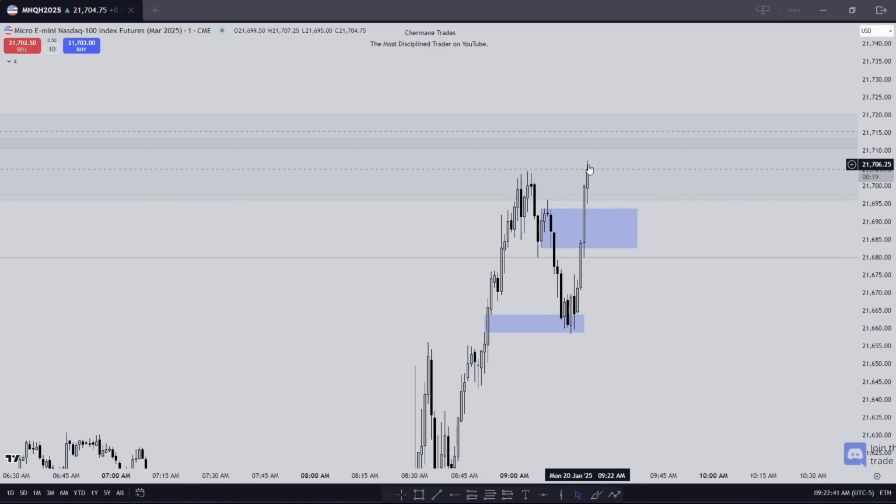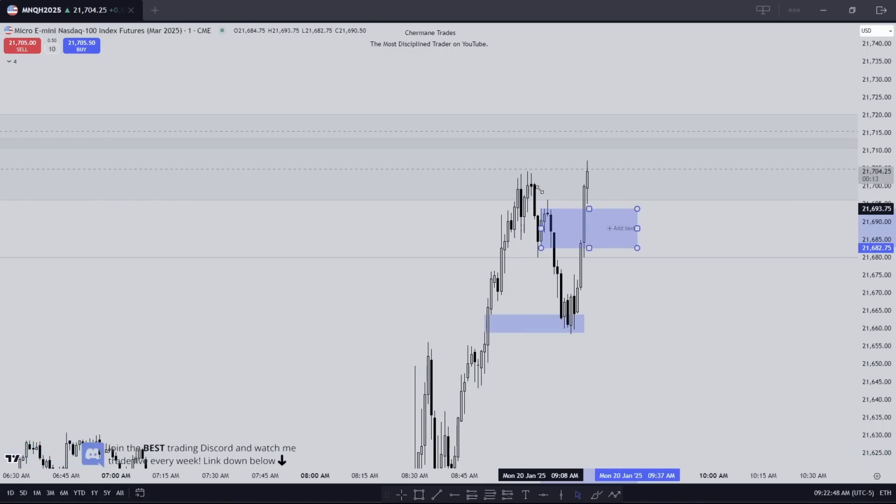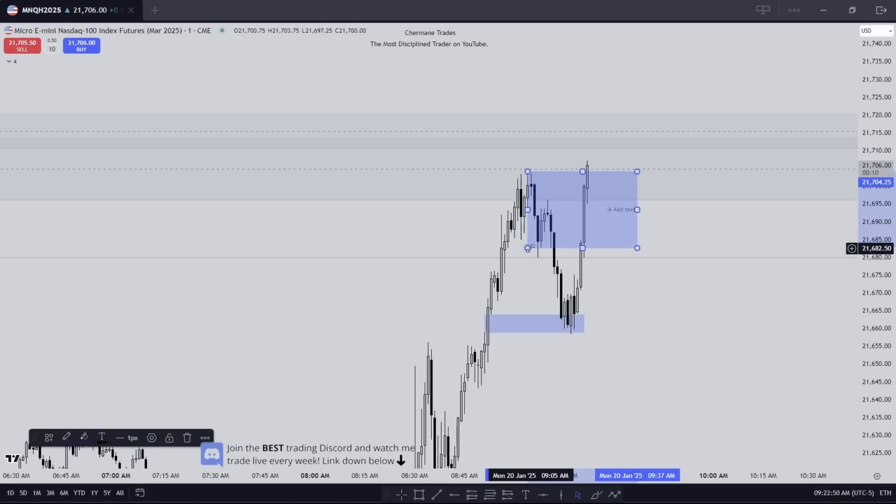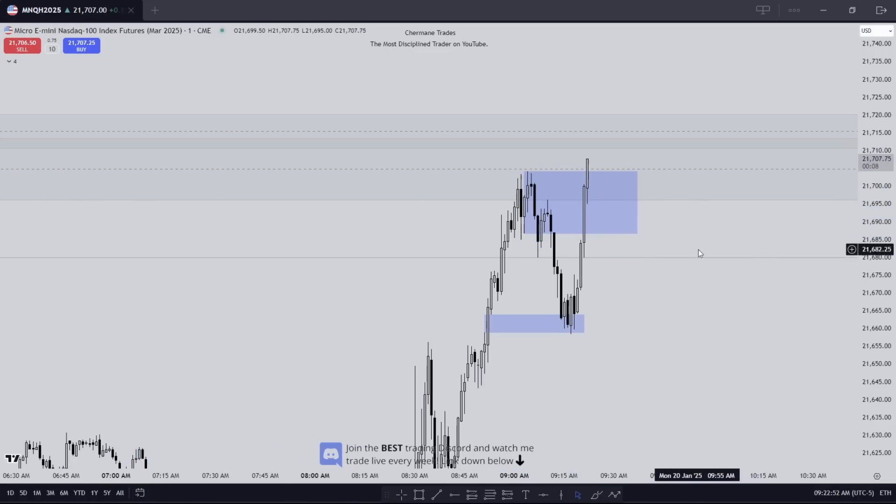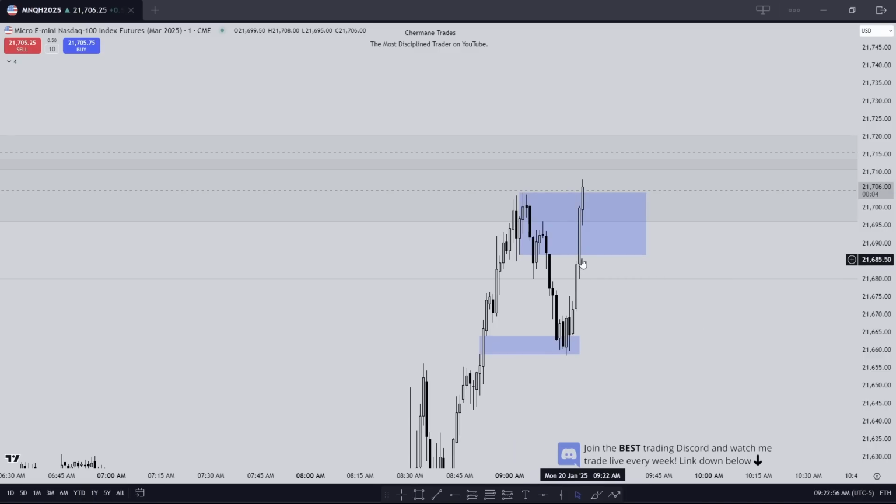So now we're getting some displacement. It looks like we may form a fair value gap here. If we drop into that, I'll also buy it. But now my focus is this breaker here, and my stop loss will go beneath this fair value gap.